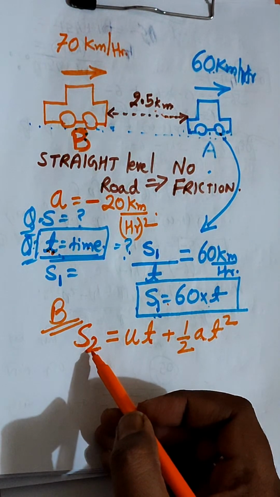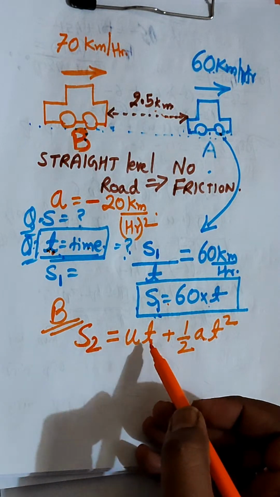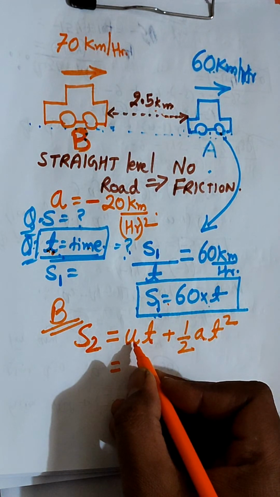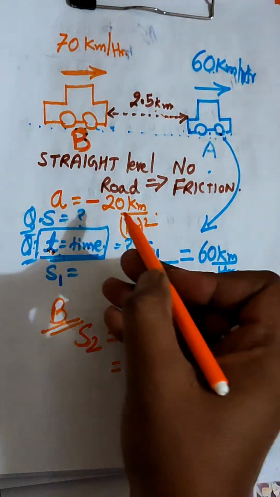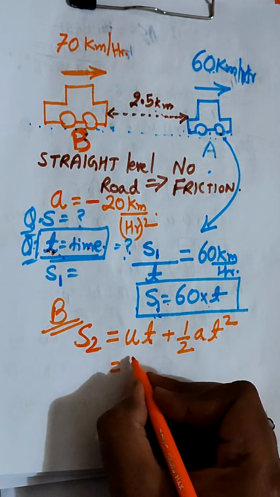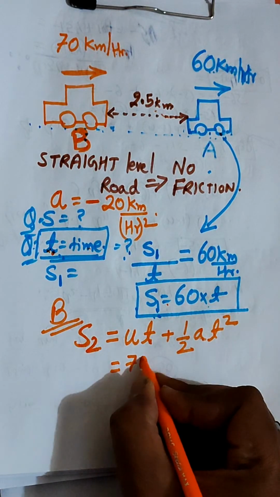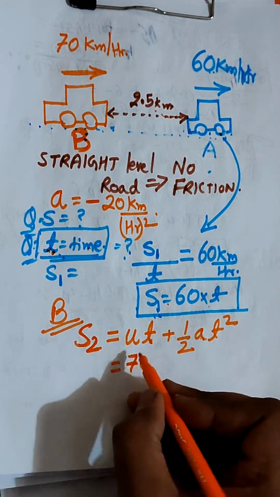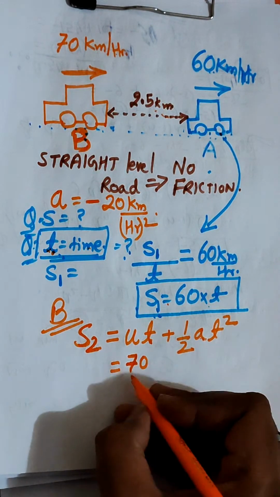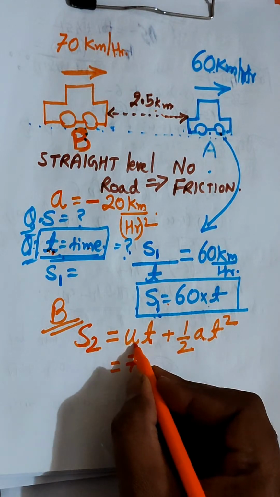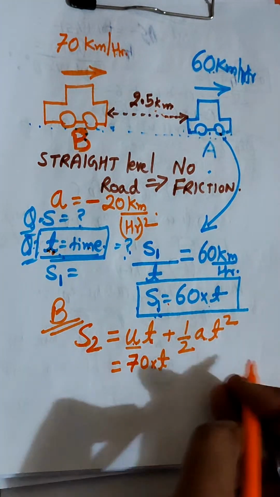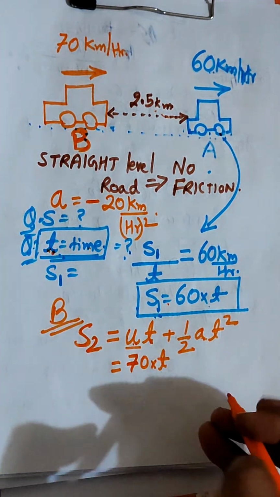So s2 is calculated as ut plus half at square. So this will give you the initial velocity, as given in the question. The car is already running at a speed of 70 km per hour, so put the value of u as 70. I'm not writing the unit over here because the distance is calculated in kilometer and time is calculated in hour, so 70 km per hour. So just put the value of u as 70 into t. T will be the same, because that is a variable to us.